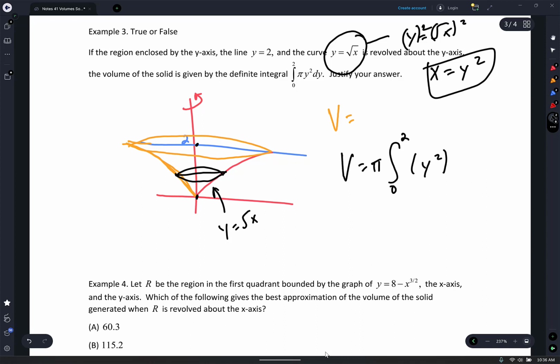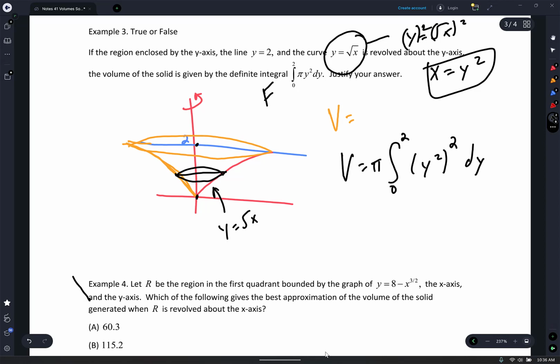Do we understand that, guys? And then I put a dy. So is their answer true or is their answer false? False, because it's not pi y squared. It's going to be pi y to the fourth. Do we understand that, guys? Don't worry, we're going to have more practice.